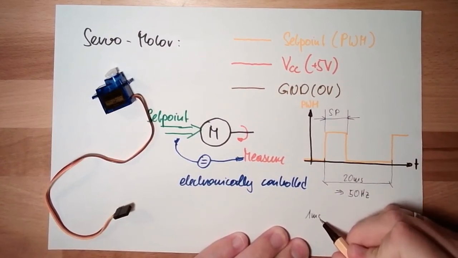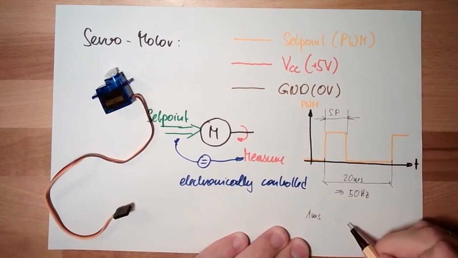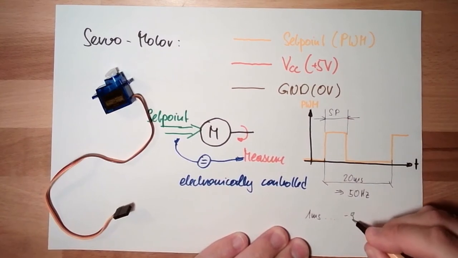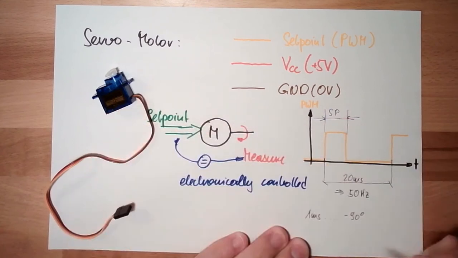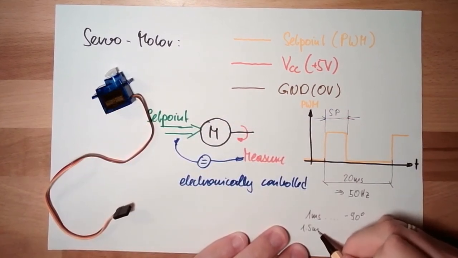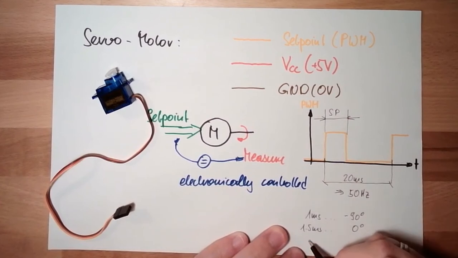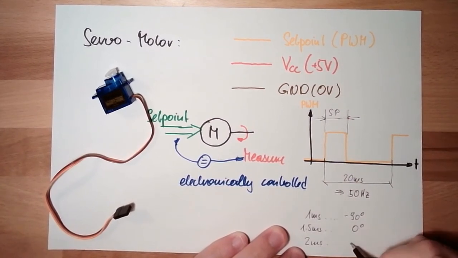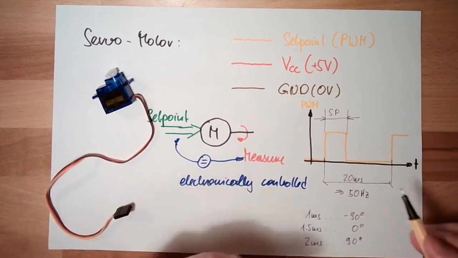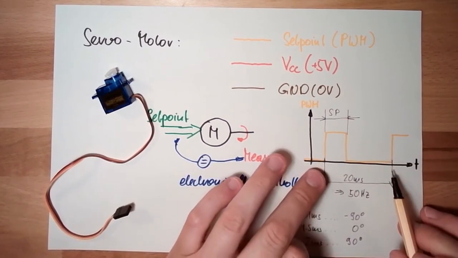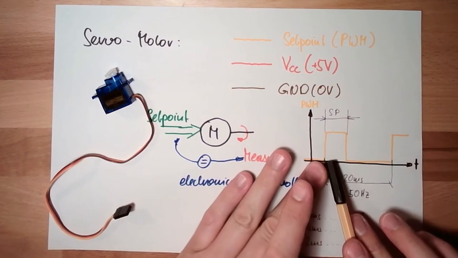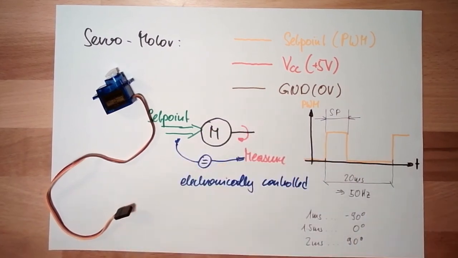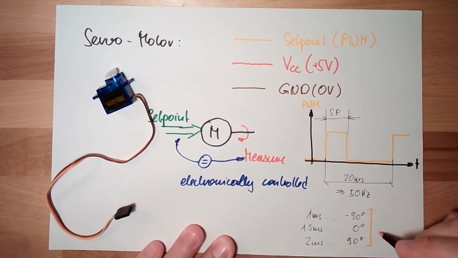1 millisecond length means minus 90 degrees, or one end of the scale. 1.5 milliseconds means 0 degrees, and 2 milliseconds means 90 degrees. So you see, 2 milliseconds is a tenth of this whole PWM cycle. The pulse width is really sensitive. We really have to take care that this timing for the set point is accurate.